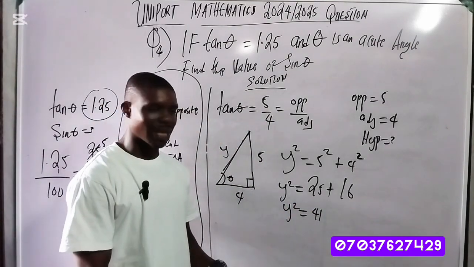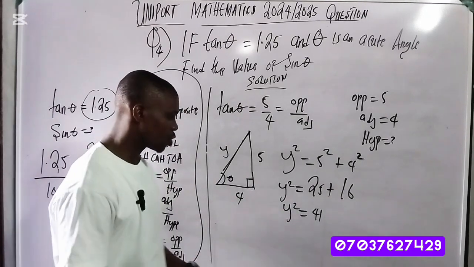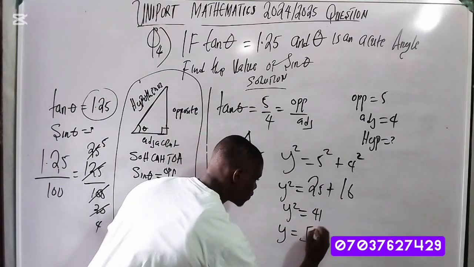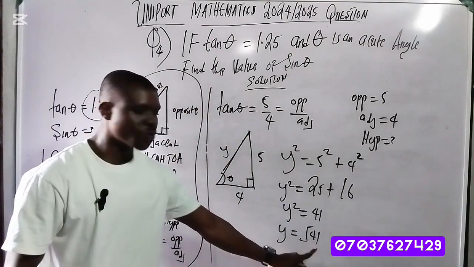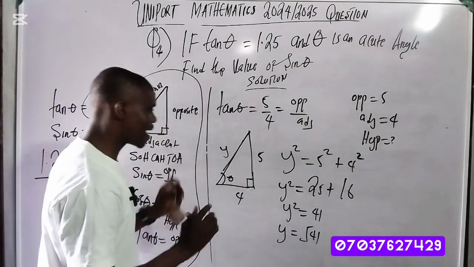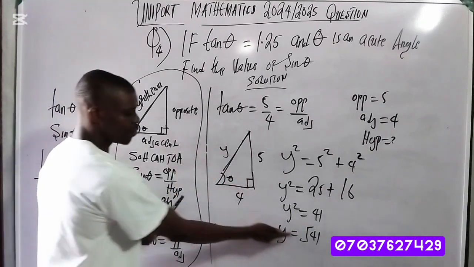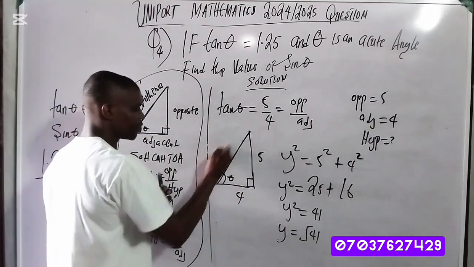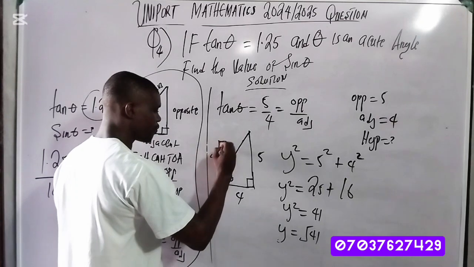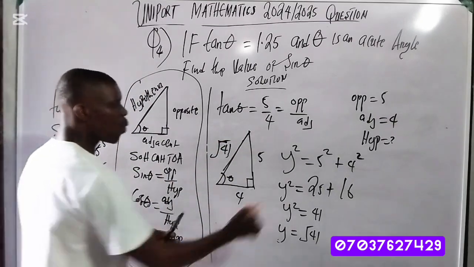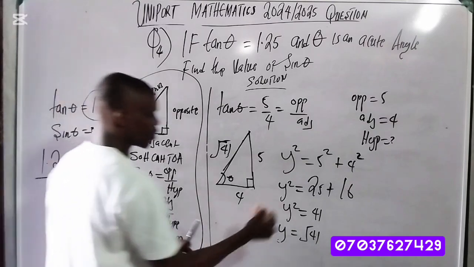Take the square root of both sides here, right? Because I'm looking for your y. If you take the square root of both sides, we have y equals square root of 41. 41 has no perfect square, so we leave it like that. It means that instead of putting y here, I now put square root of 41. Do you understand? So now I'll write it here because I'm only at this place.